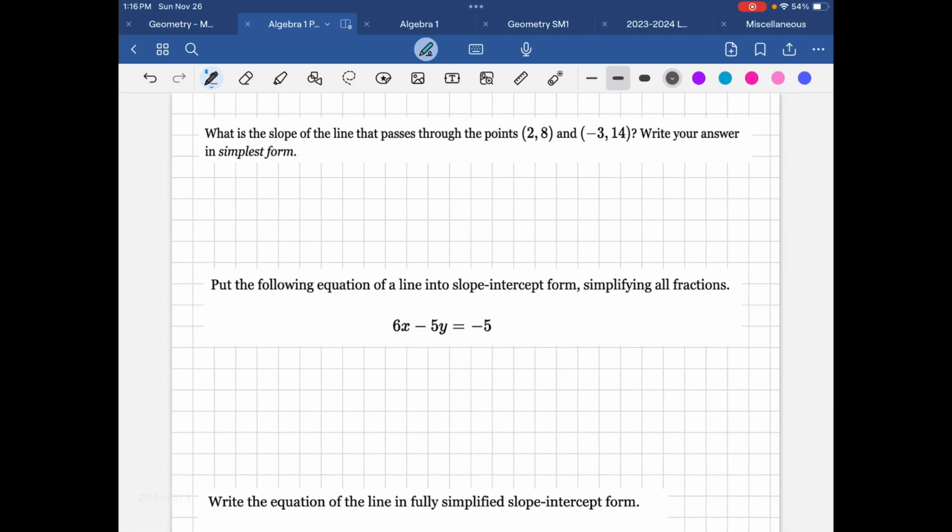What is the slope of a line that passes through the points 2, 8 and -3, 14? Write your answer in simplest form. This right here means that you must, what's going on? Hold on a sec. Simplest form right here simply means that you must reduce any fraction or whole number that you have.